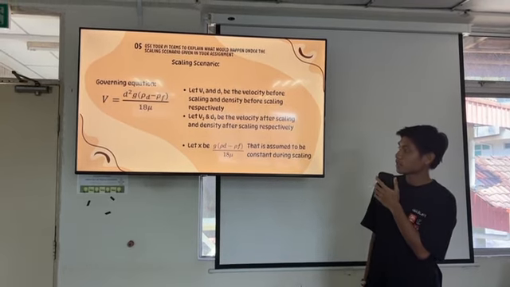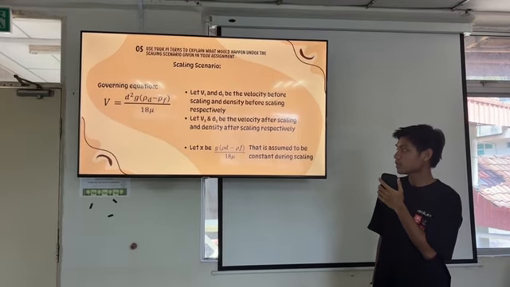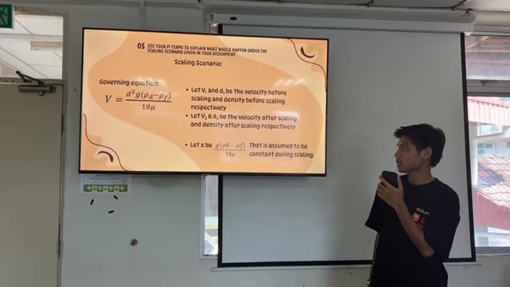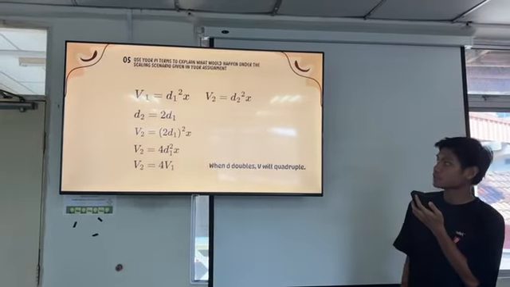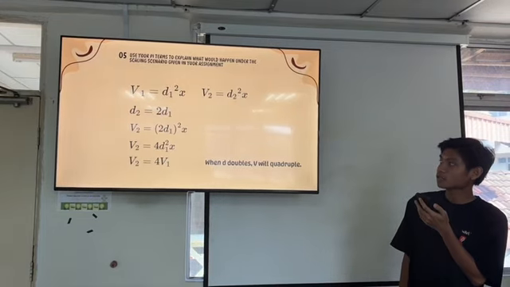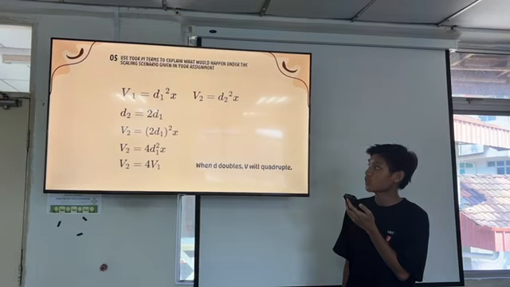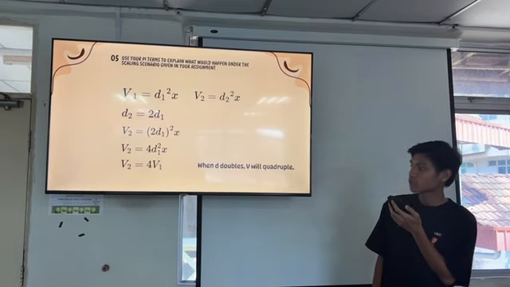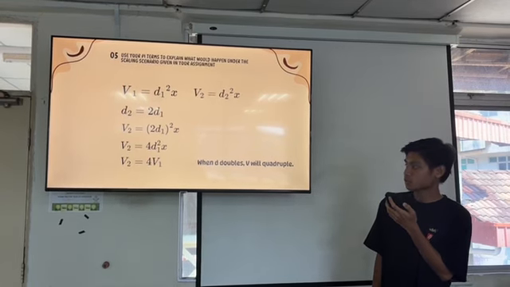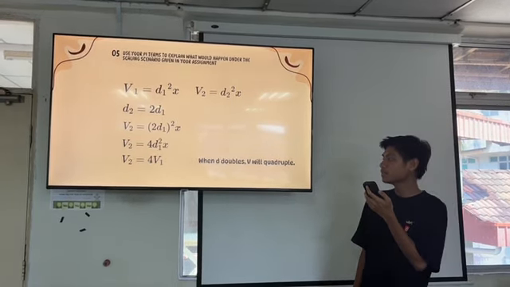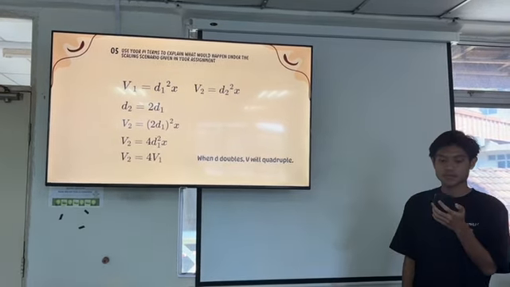So let x be g (rho d minus rho f) over 18 mu, that is assumed to be constant during scaling. Now continue the instruction number 5 from v1 equals d1 squared x and v2 equals d2 squared x. We simplify to get v2 equals 4 v1, and from the simplified equation we can see that when d doubles, v will be quadruple, which is 4 times larger.